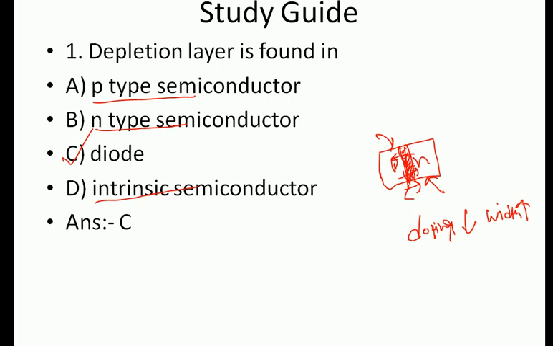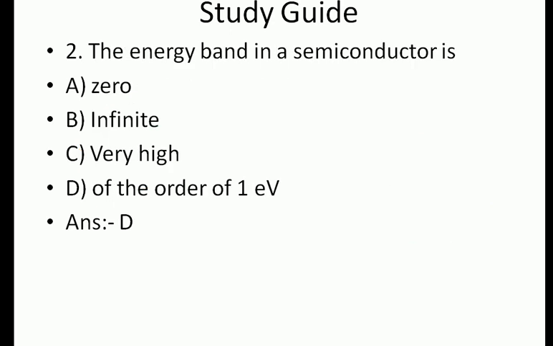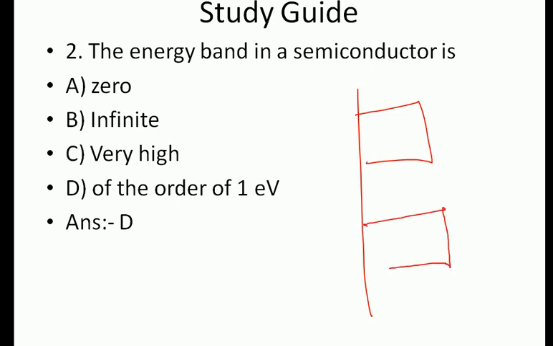Let us move to the next question. The question asks about the energy band in a semiconductor. Let us see what the energy band is. We have two energy bands: the conduction band and the valence band.